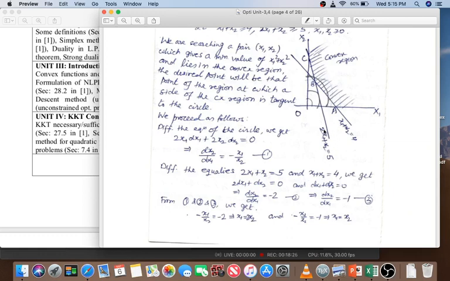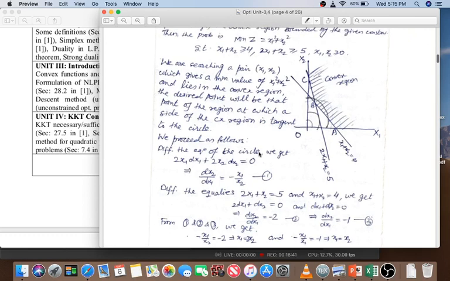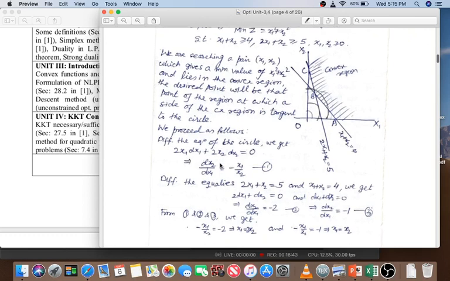The slope you can find by the differentiation method. Firstly I am taking the differentiation of the circle. So you can write 2x1 dx1 plus 2x2 dx2 is equal to 0, which gives dx2 over dx1 is equal to minus x1 over x2. It is the slope of the circle at a point x1, x2.